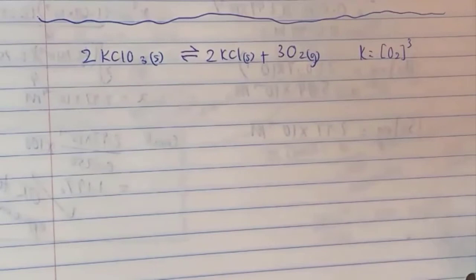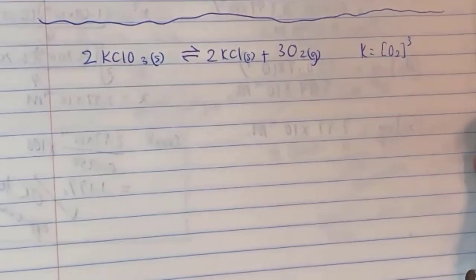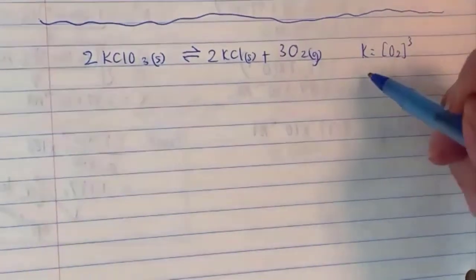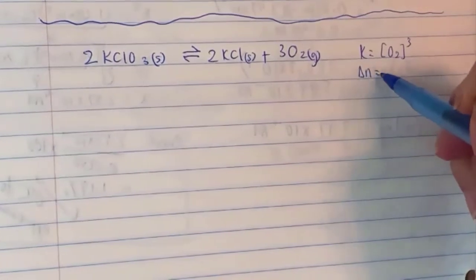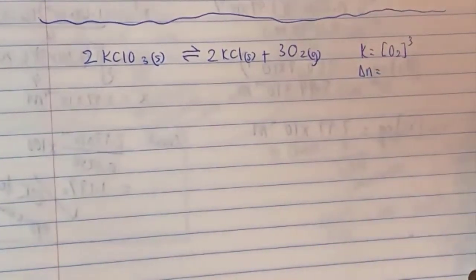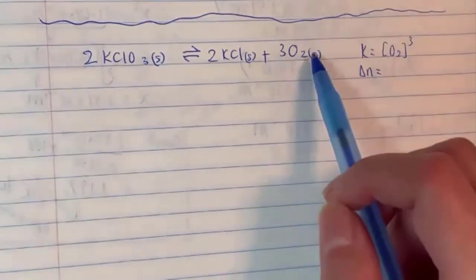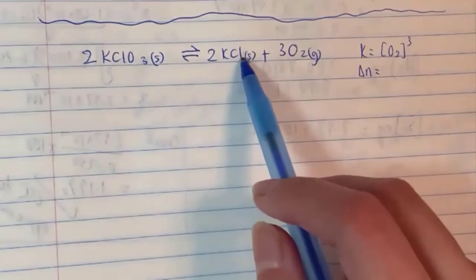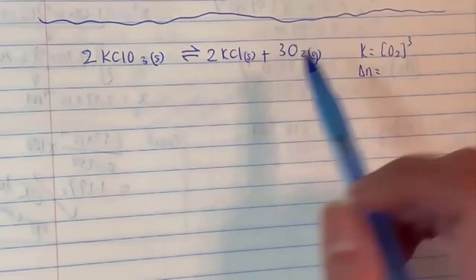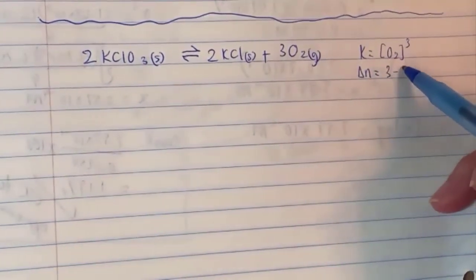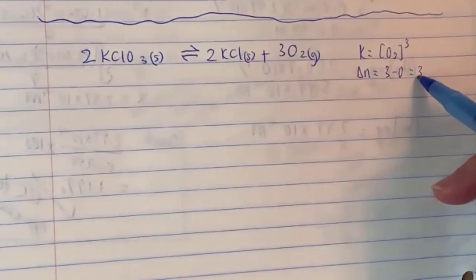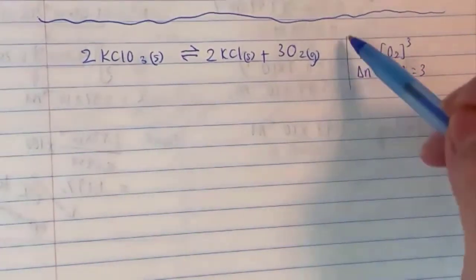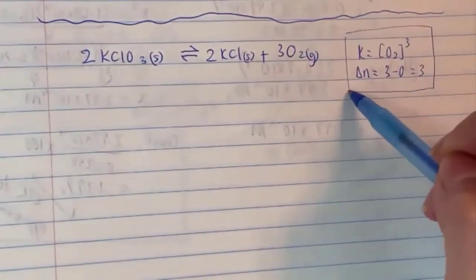You guys remember the Kc and Kp thing? We have to count the number of moles. Remember? What was my delta N here? Delta N for this question would be my moles of products minus moles of reactant. And it will be 3 minus nothing, 0, because these are solids, so you don't count them. So it will be 3 minus 0, it will be 3. Okay, so that was just a quick little review from previous sections.